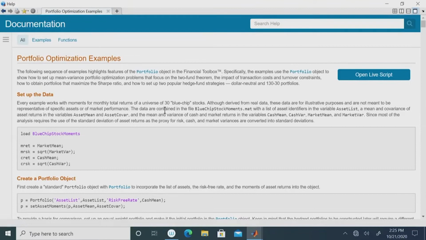So, we start off with portfolio optimization examples. We will look at a few examples which mainly use the portfolio object, a critical part of the financial toolbox. The specific examples show how to set up a mean variance portfolio optimization problem with an emphasis on the two-fund theorem, and we will also incorporate the notion of transaction cost and turnover constraint into the problem.